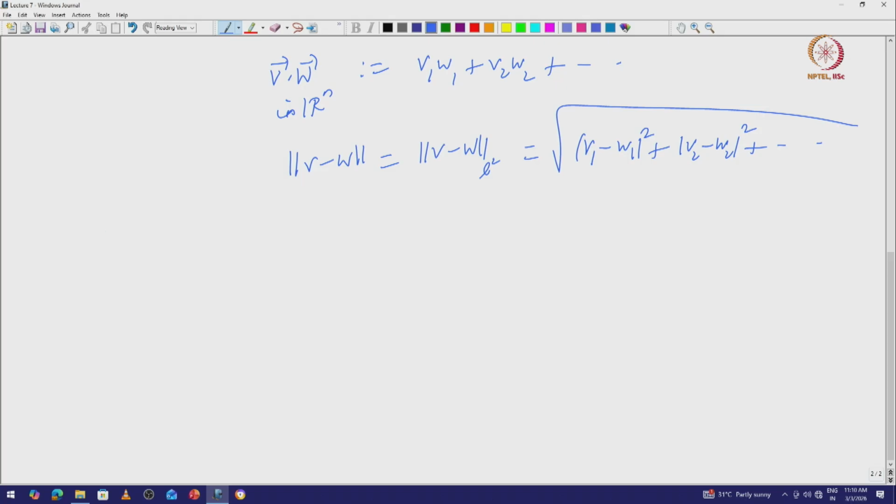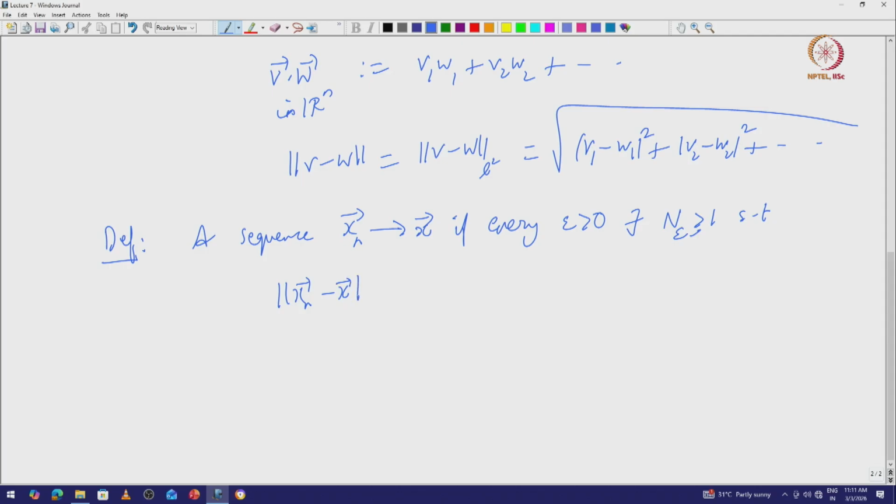Okay, now we can define the convergence of sequences. A sequence of vectors xn converges to the vector x if what happens? xn gets closer and closer to x as n gets larger and larger. In other words, if you tell me how close you want to be to x, I'll tell you how far into the sequence you need to go. There exists an n epsilon larger than or equal to 1 such that xn is epsilon close to x if n is larger than n epsilon.